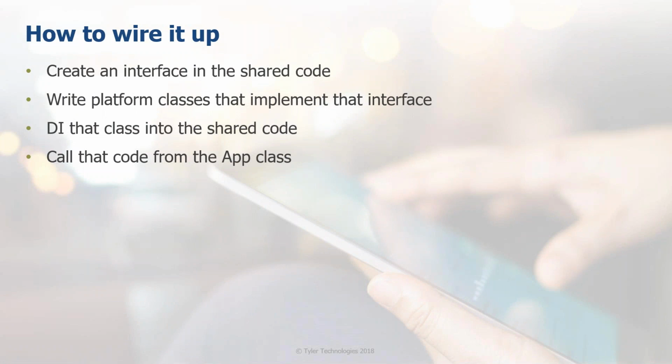So how do we wire it up? Well, we're going to create an interface in the shared code, and that will be what defines light and dark. And then we write platform-specific classes that implement that interface. And then we do a dependency injection of that class into the shared code, and we call that code from the app class.